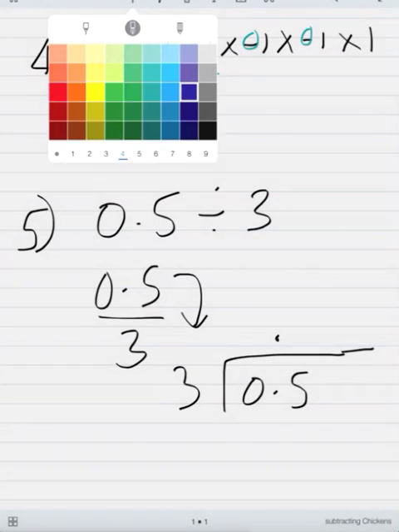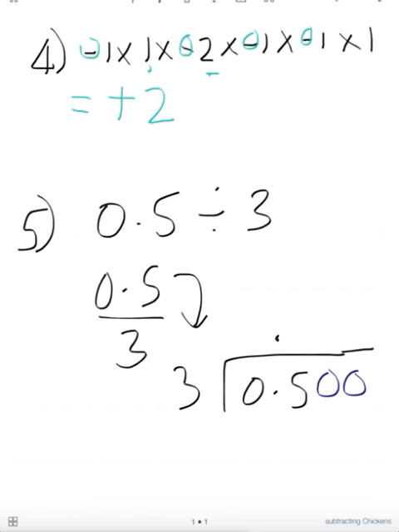I'll change my colour to show what my working out is. And now let's try this. 3 into 0, it can't go, just 0. Nothing to carry on. 3 into 5 can go once, remainder 2. 3 into 20, well, 3 times 6 is 18, so it can go 6 times, remainder 2.